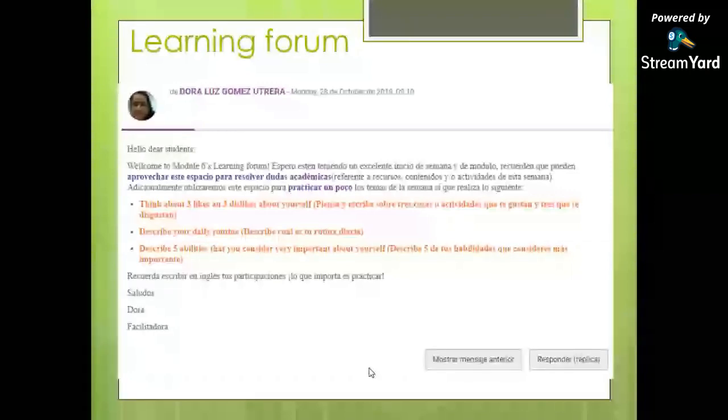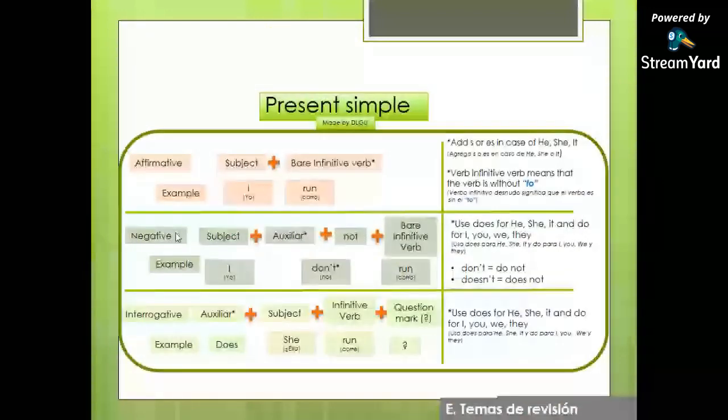But also we are using this space to practice. So what practice? So we are talking about these 3 questions. And remember, present simple. We are talking all about present simple, for the affirmative form, the negative form, and the interrogative form. For the affirmative form, we use the subject with the bare infinitive verb. In case of he, she, or it, we add s or es.